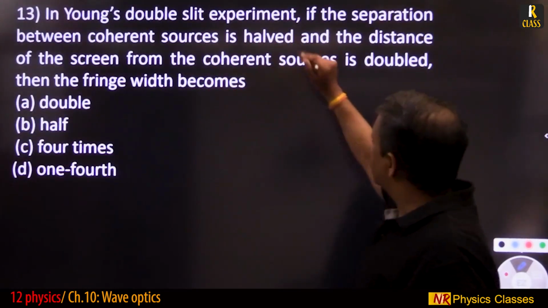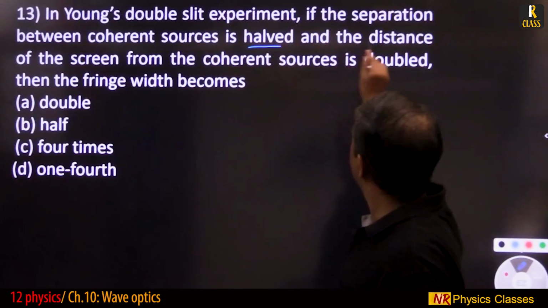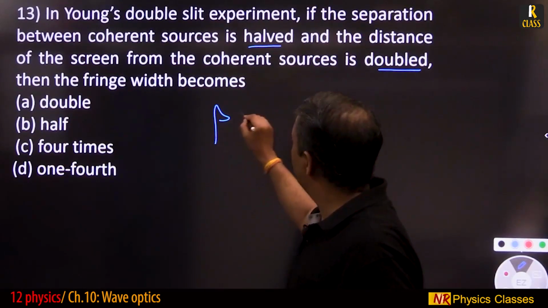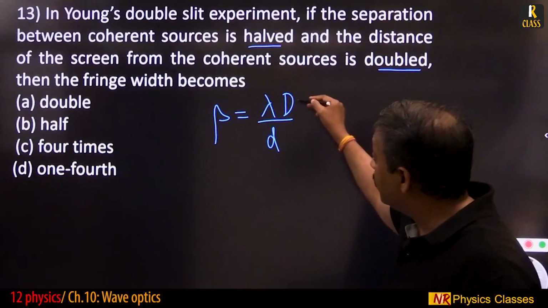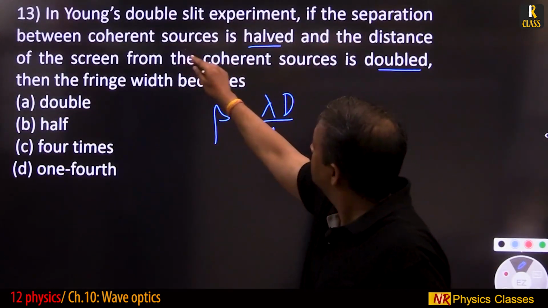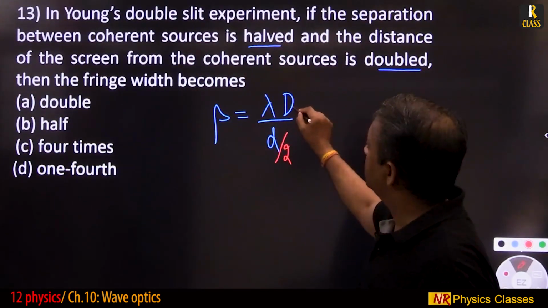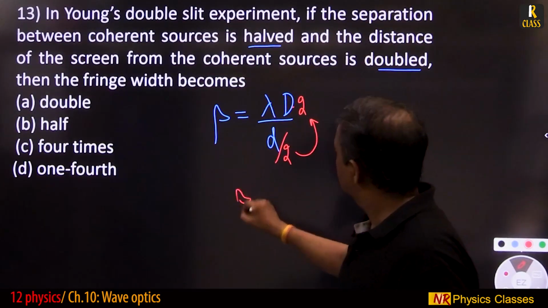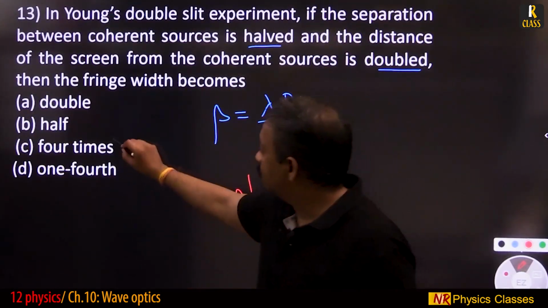In Young's double slit experiment, if the separation between coherent sources is halved, distance between them doubled, fringe width becomes? Fringe width equal to lambda capital D by small d. Distance between coherent sources is halved, so this by 2. This is doubled. This 2 goes to numerator, so new fringe width is 4 times this fringe width, becomes 4 times.